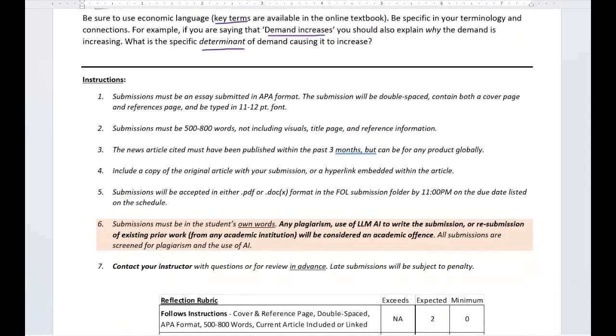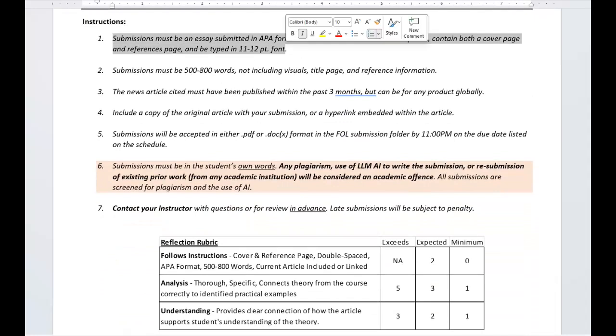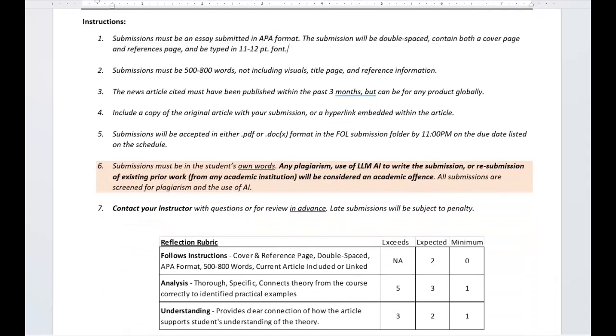Here's the formatting rules and the rubric. We're looking for APA format. We need a cover page. I need a references list or a link to the article. 11-12 point font is fine. Make sure it's double spaced. But other than that, basic APA formatting is important. In terms of length of this essay, just be thinking about 500 to 800 words. This is not going to be a thesis. It's just going to be a couple of pages. 800 words is about 2 pages double spaced.